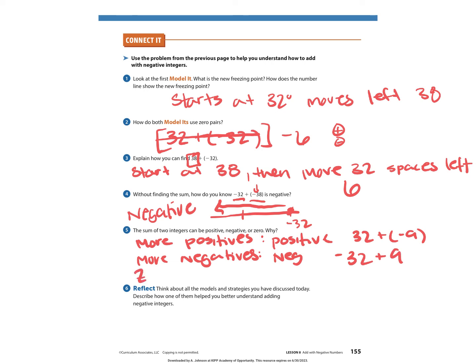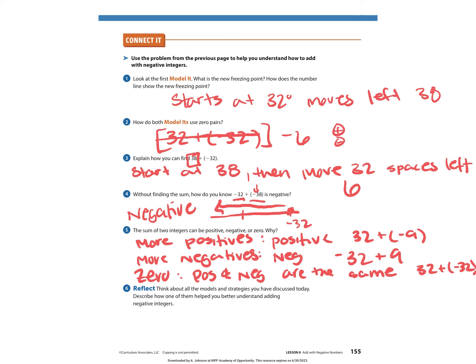It will end up being 0 when my positives and negatives are the same. So when they're all zero pairs and nothing's left over. So positive and negative are the same. This is sloppy. Sorry. So that would be 32 plus -32. And then reflect, that's different for everyone.